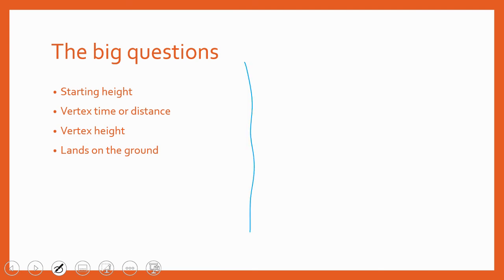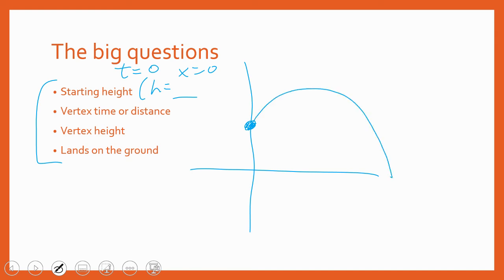So the big questions, there's only 4 things they can ask you. Starting height, and that's when h is the constant, or you're setting t equal to 0 or x equal to 0, something like that, or looking at the equation. The thing goes up and it hits the ground, right here are 2 answers. The x is either distance from the start or time, and the y of the vertex, which a lot of times is h for height, that is the vertex height. And then when it lands on the ground, you're going to use the quadratic formula.